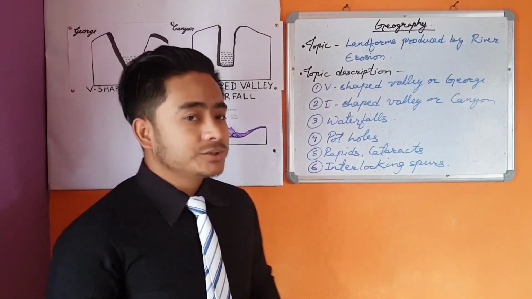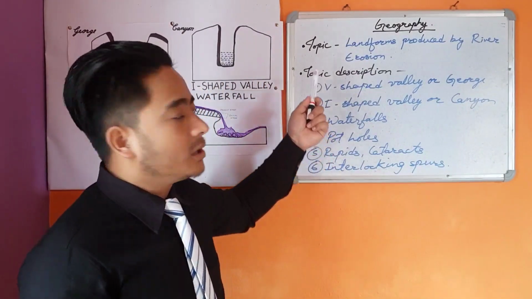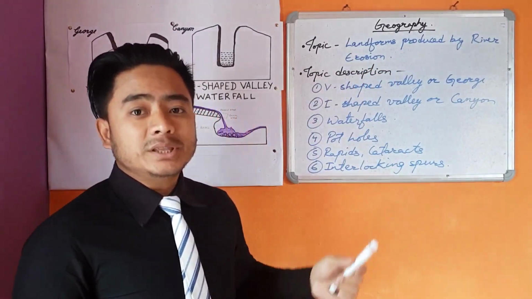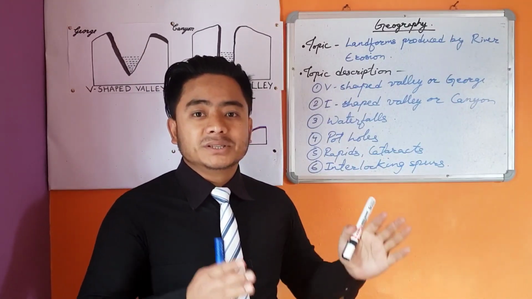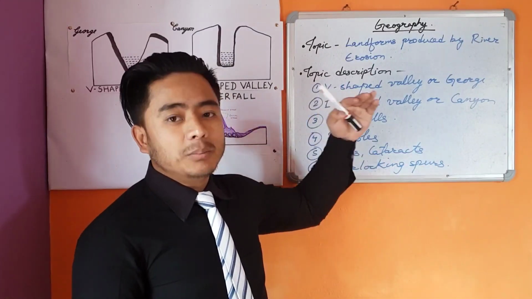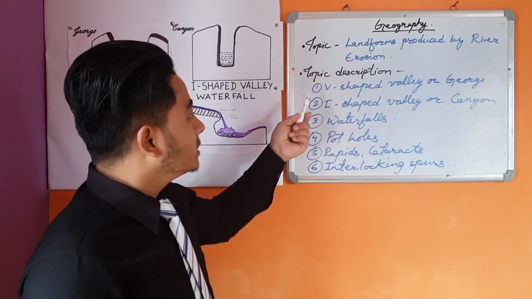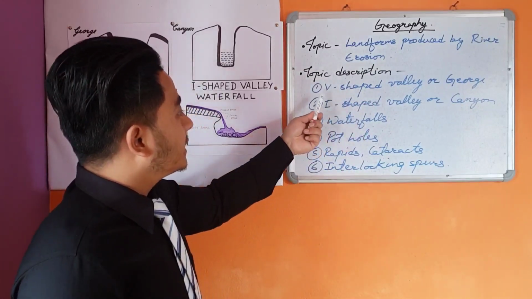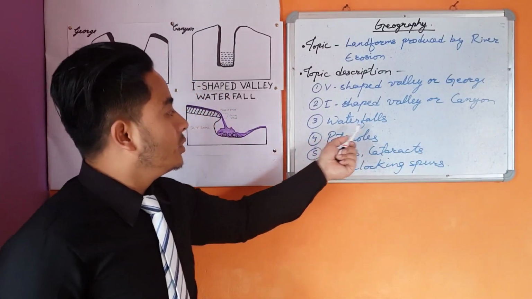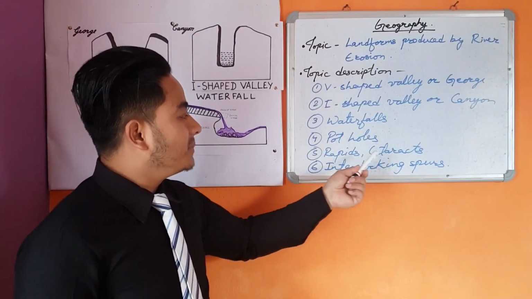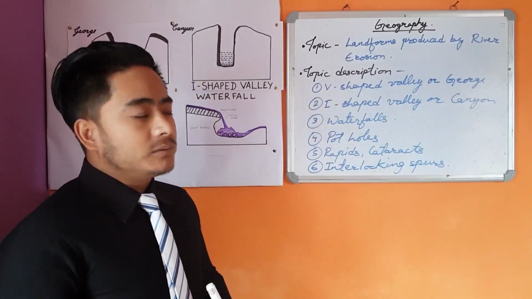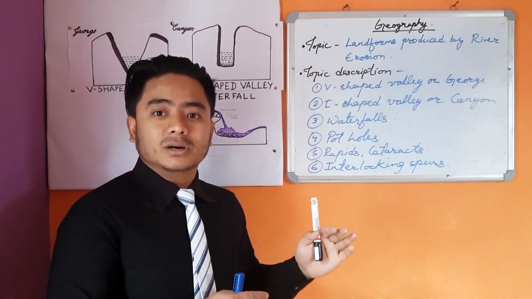So today in this lesson we will learn about the topic landforms produced by river erosion. Within this topic we will learn about the several types of landforms formed by the river erosion in the upper course, like V-shaped valley or gorge, I-shaped valley or canyon, waterfalls, potholes, rapids, cataracts, interlocking spurs. These are some of the landforms that are formed by the river erosion in the upper course.